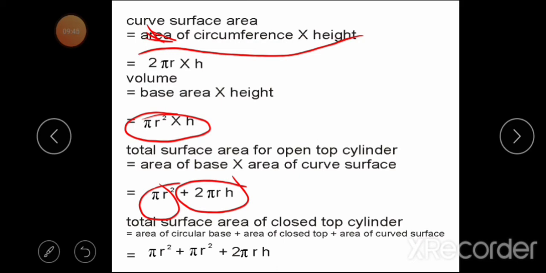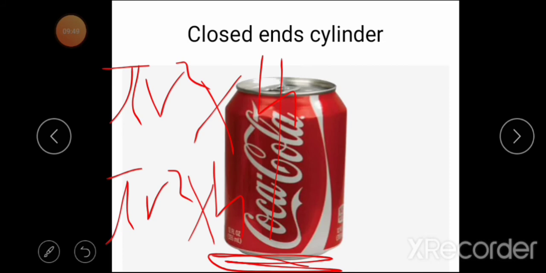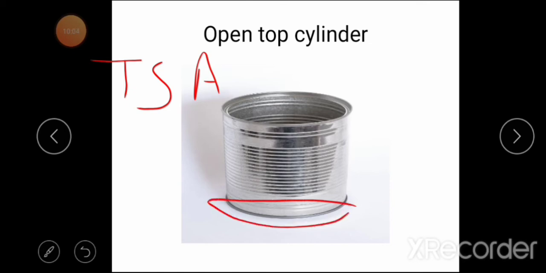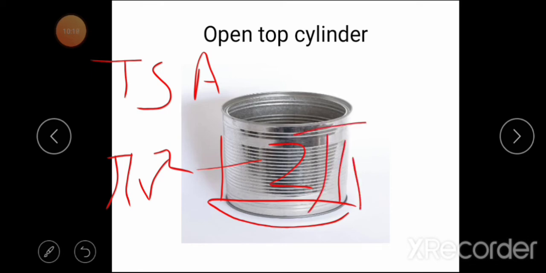Then let us look at it from the diagram. Okay, this is an open top cylinder. So if you want to calculate the total surface area, it is simply the area of the base, which is pi r square, plus the area of the curved surface. And we know that the area of the curved surface is 2 pi r h. So this is the formula for the total surface area of an open top cylinder.